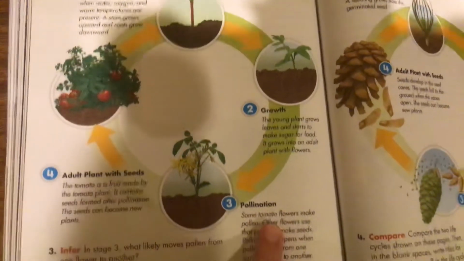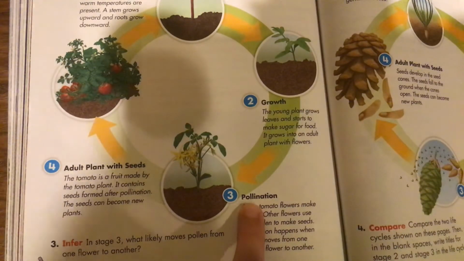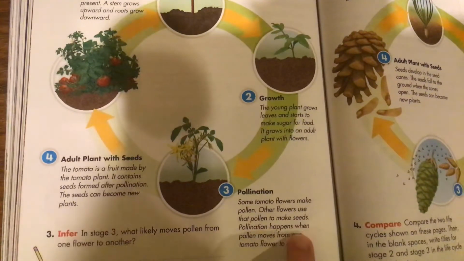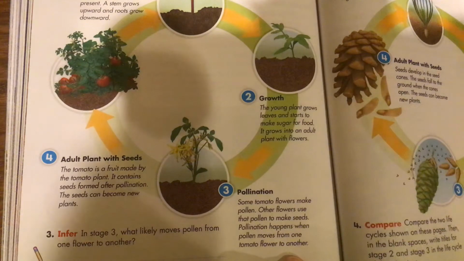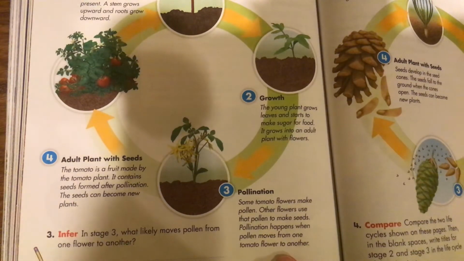Okay, continuing on in its life, the third stage of the tomato plant's life is pollination. Some tomato flowers make pollen. Other flowers use that pollen to make seeds. Pollination happens when pollen moves from one tomato flower to another.